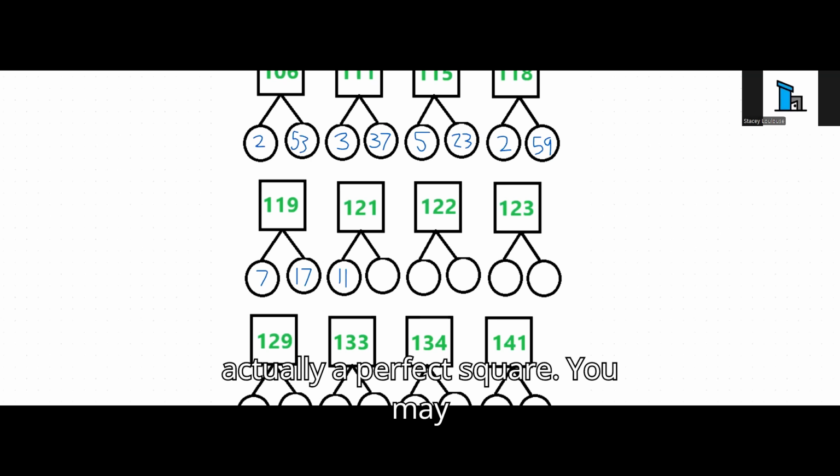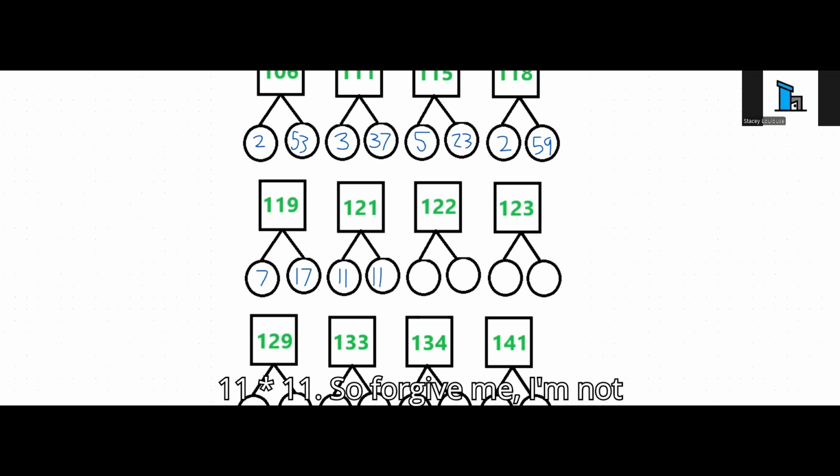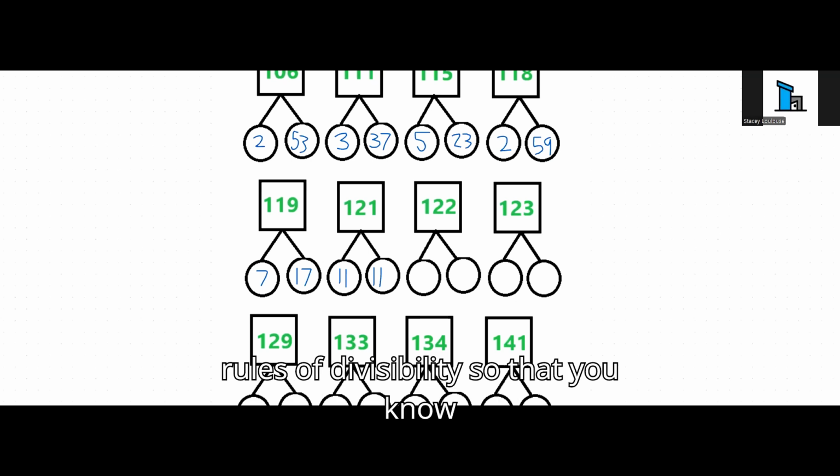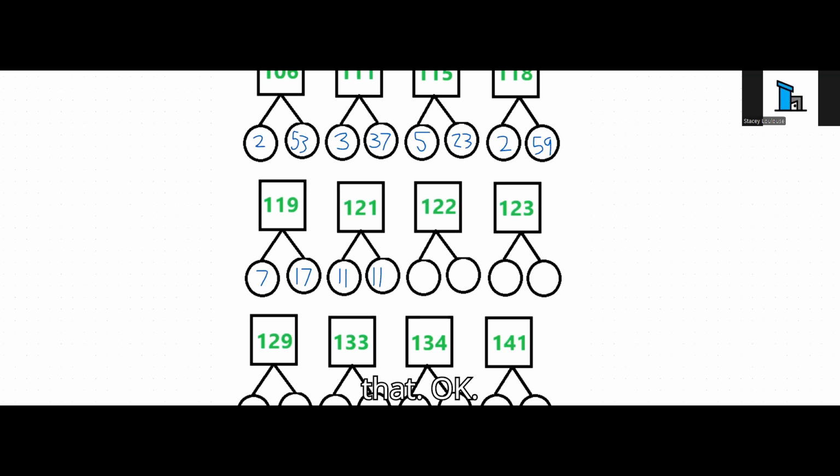You may have already known that 121 was 11 times 11. So forgive me, I'm not trying to insult your intelligence. I just want to go ahead and do the rules of divisibility so that you know them. Okay. All right. The next one is 2 plus 2 plus 1. Oh, no, this is even. So 2 is one of the factors and 61 is the other factor.